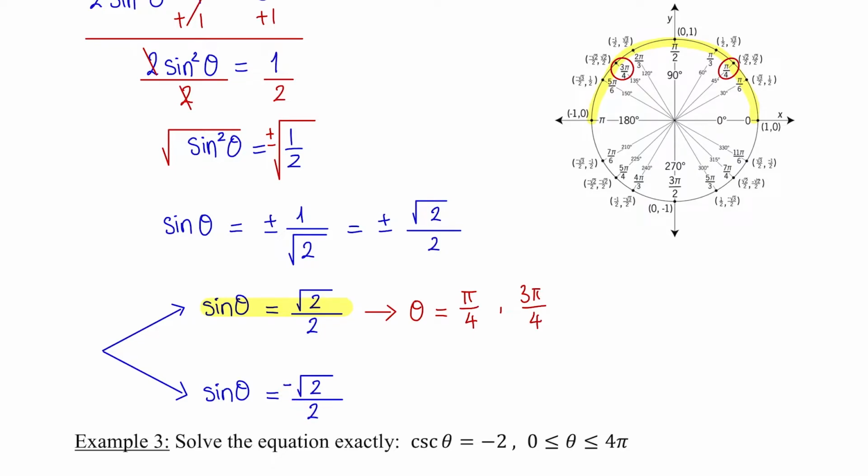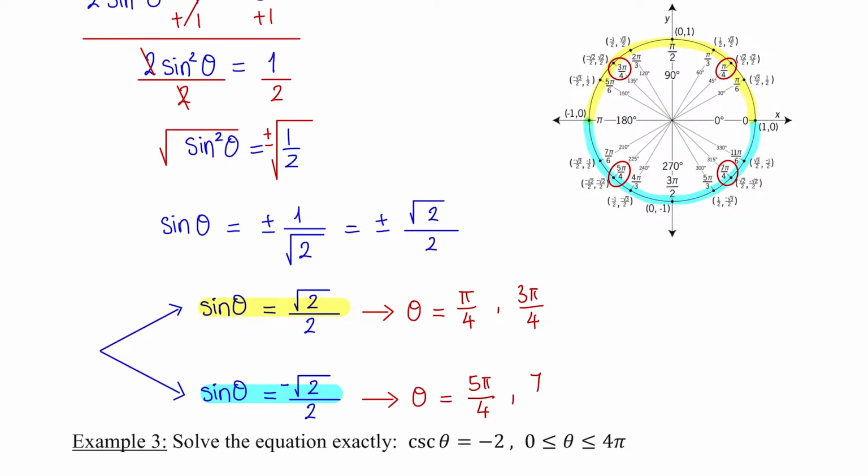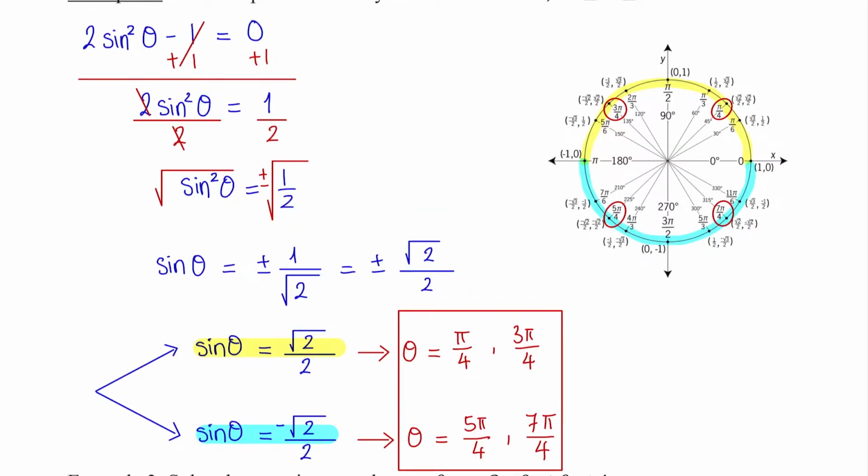Sine of theta equals negative root 2 over 2 is when my theta is in the third and the fourth quadrant. This is where my sine is negative. And in the third and the fourth quadrant, at the angle 5 pi over 4, my sine is negative root 2 over 2, and also at 7 pi over 4. In this question, I have 4 different solutions that are in between 0 and 2 pi that makes 2 sine squared of theta minus 1 equals 0.